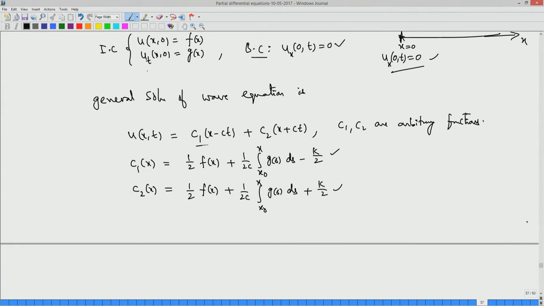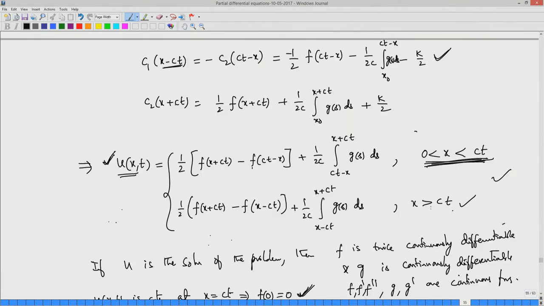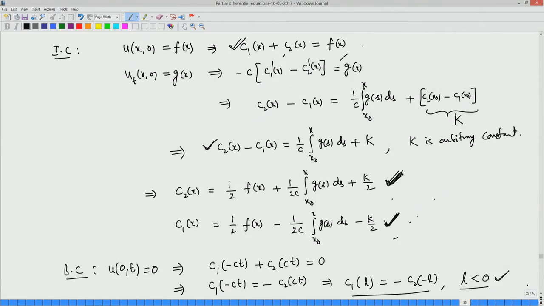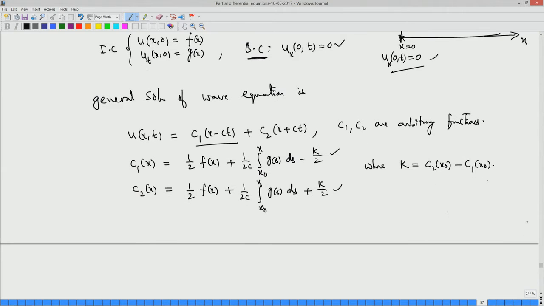Now, again x minus ct can be negative for larger times. So, you need c1 for negative arguments, and I can get that from the boundary condition. So, what is k? K is c2 at x naught minus c1 at x naught. Now, let me apply the boundary condition. The boundary condition will get you what is your c1 for the negative values.